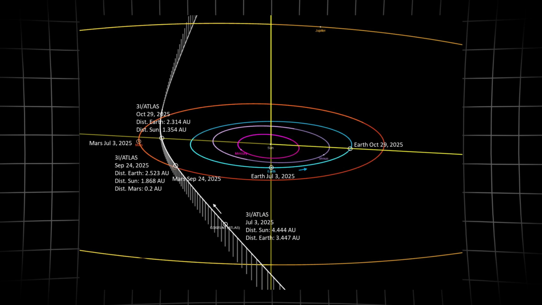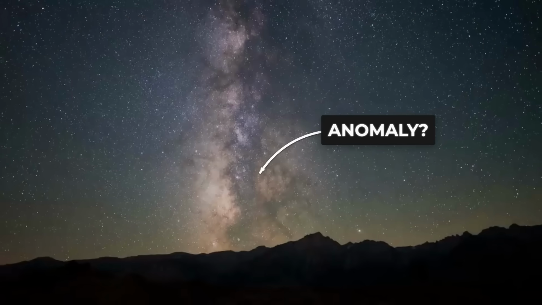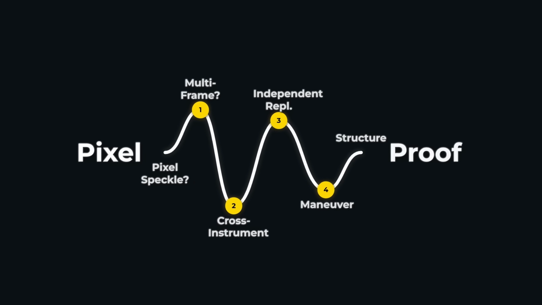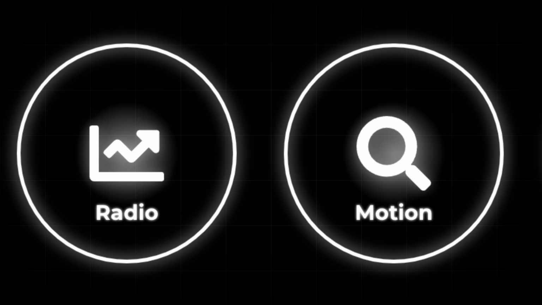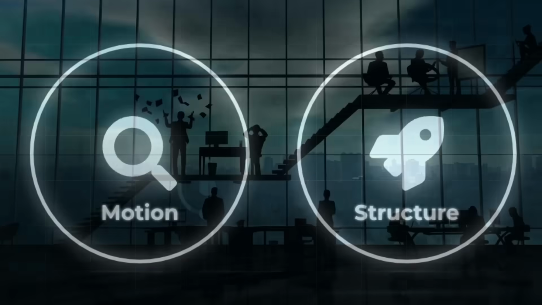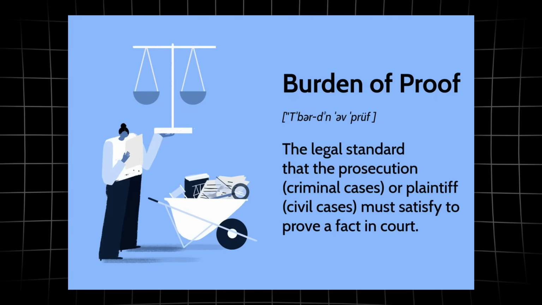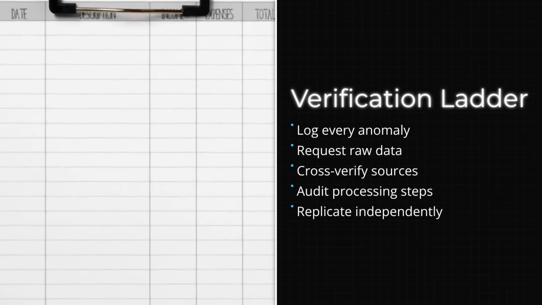Above that, geometric and dynamic hallmarks. True companions should move in parallel, trackable against predicted paths, and maintain consistent separation, never jumping or blurring with stack order. The top rung, maneuver or structure. Deliberate motion, narrowband radio, or repeating geometry. These are nearly impossible for nature to fake. Each claim climbs this ladder, facing harder tests at every step. The burden of proof rises with the claim. The scorecard is open. Mark every anomaly, demand receipts, and let the evidence speak.